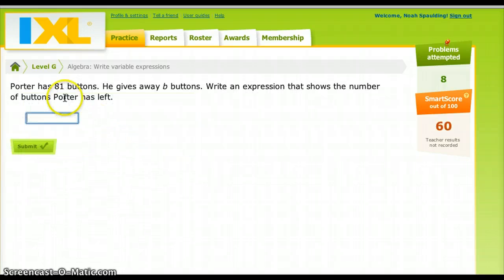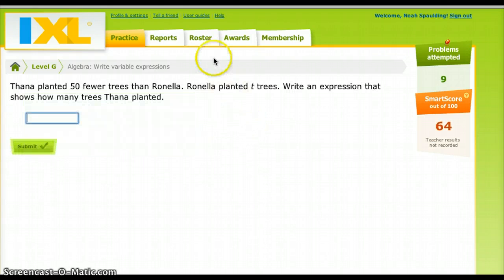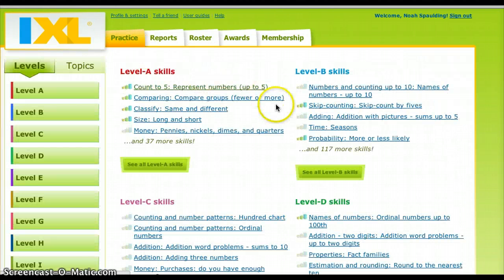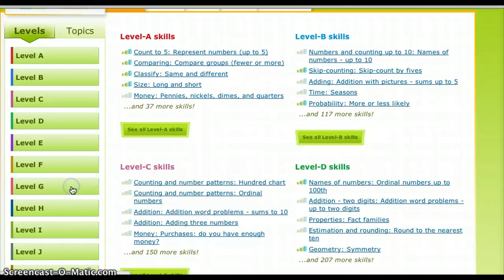Okay. Porter has 81 buttons. He gives away B buttons. Write an expression that shows the number of buttons Porter has left. He started at 81. He gave away B buttons. And there we go. Okay, so let's continue with the next skill, which will be level G as well.